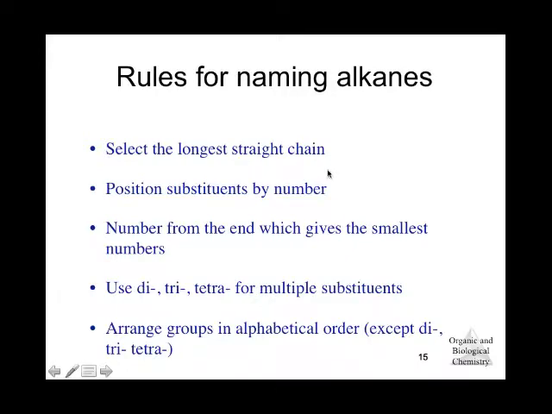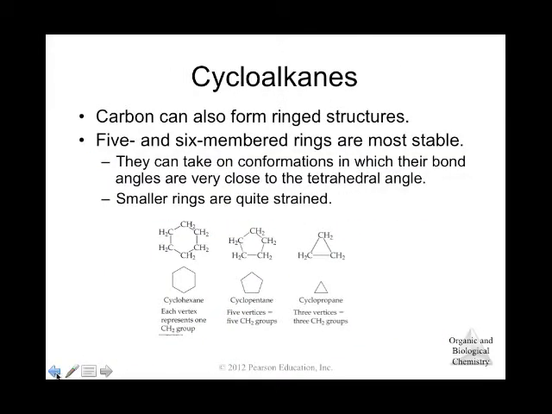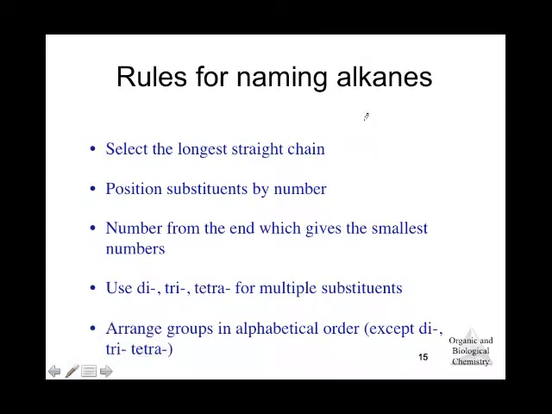So here it is. Here are the rules again. Select the longest chain. Number so that the substituents have the lowest numbers. You want the lowest numbers for the substituents. There it is right there. Use di, tri, and tetra if you have multiples of a single type, and then arrange them in alphabetical order, but you don't use the di, the tri, or tetra in your alphabetization.